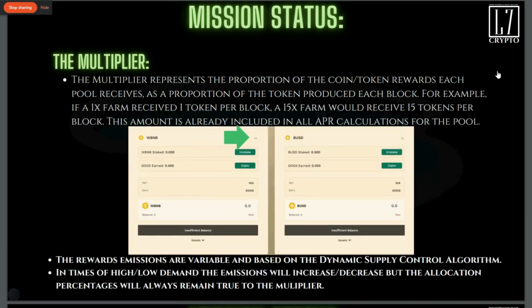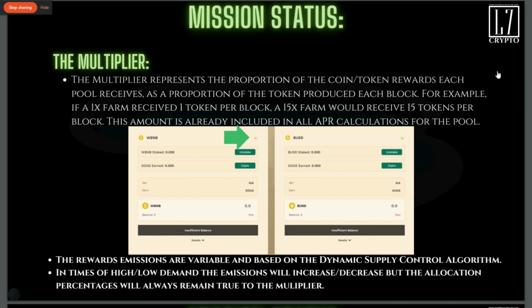Now, the multiplier. The multiplier represents the portion of the coin or token rewards each pool receives as a portion of the token produced in each block. That's what you have to remember. A good example, the 15X farm would receive 15 tokens per block.